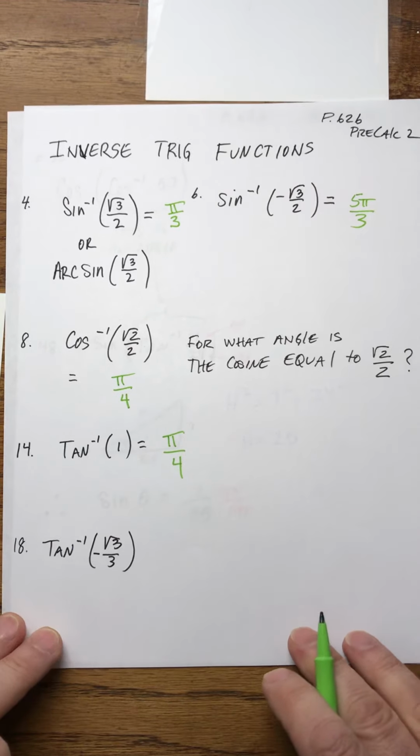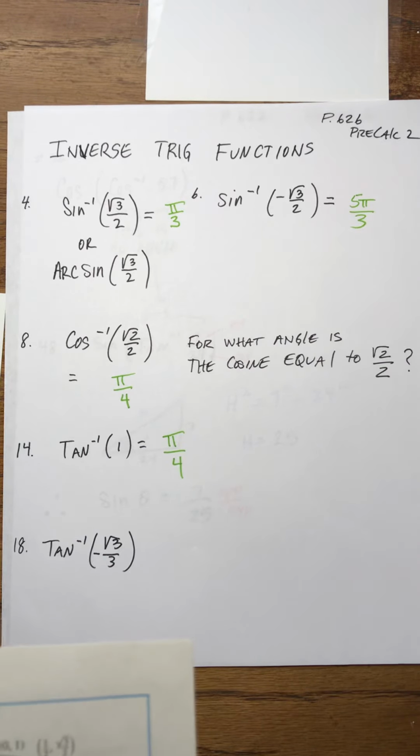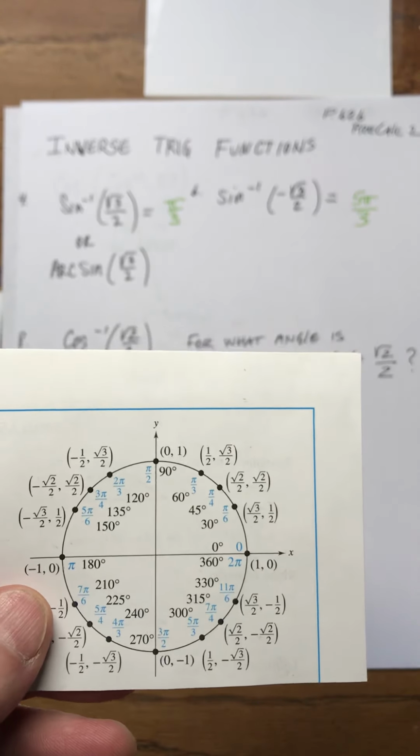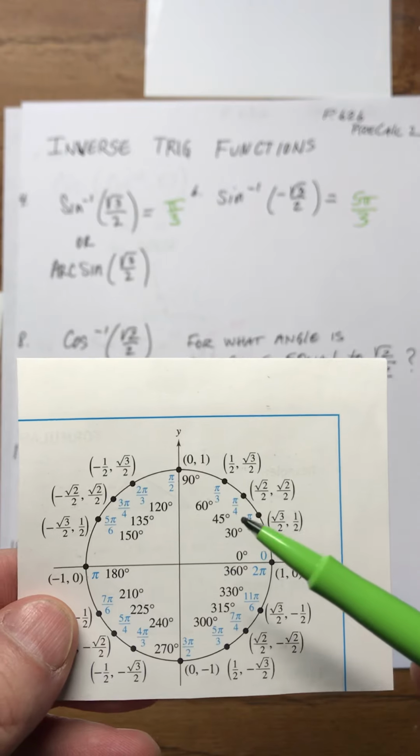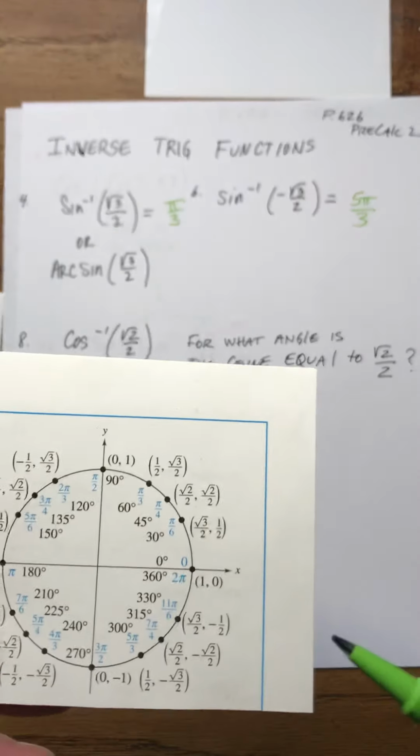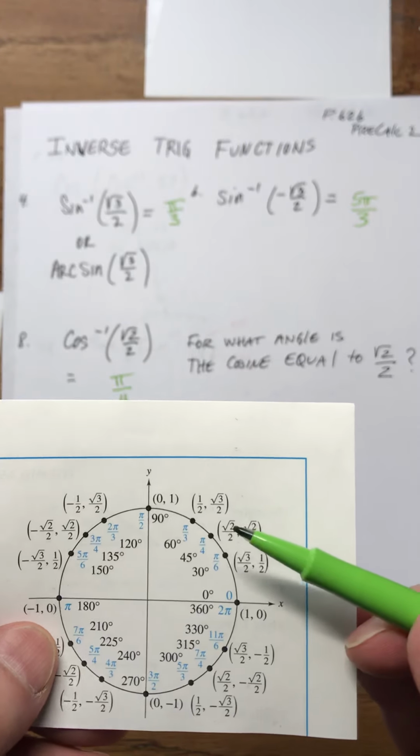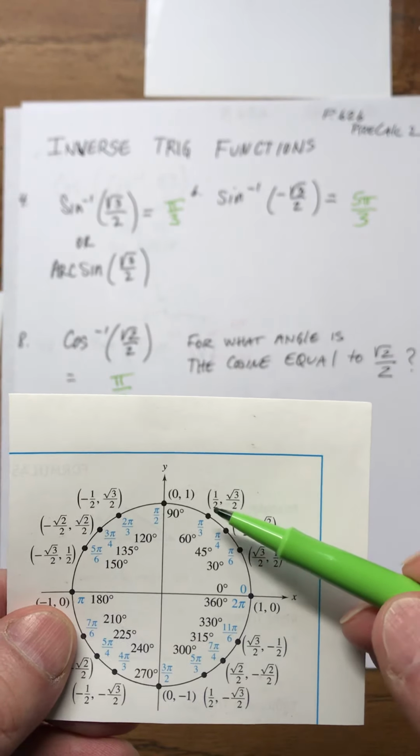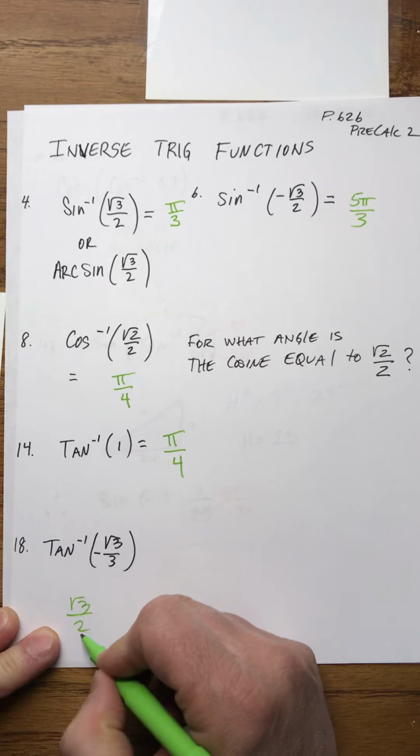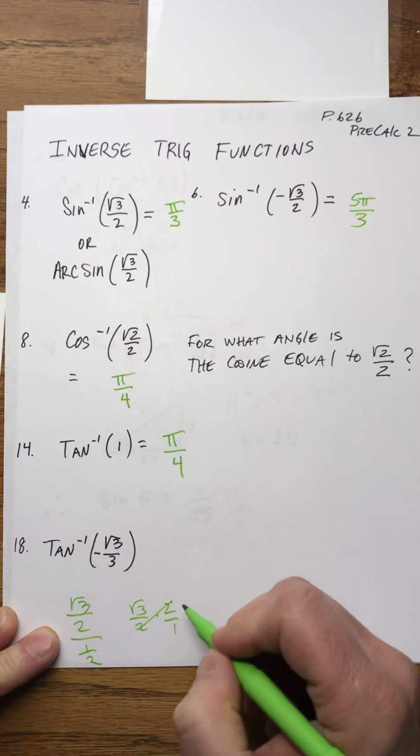For number 18 on this page 626, they're asking, for what angle is the tangent equal to negative square root of 3 over 3? Well, I don't have that on here. So I have to think about, when I divide the y by the x, when does it come out to be square root of 3 over 3? Negative though. So think about, say, this one. We'll look in this first quadrant, but it's going to be down here because it's negative. When I divide y by x, I get square root of 3 over 2 over 1/2. Flip the bottom over and multiply up top, and we get square root of 3.